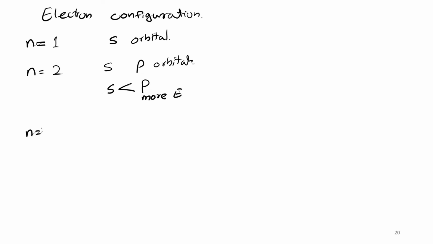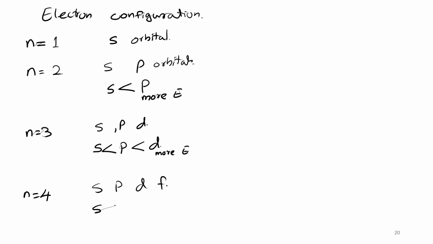And for n equals 3, we have s, p, d, and we can show the increasing order of energies. p has more energy than s, and d is going to have more energy than p. You can keep on doing that for the other ones. Now, n equals 4, we are going to have s, p, d, f. So our increasing order of energies is going to be this. And then earlier we talked about the relative energies of each level. The level n equals 1 is going to have the lowest energy.